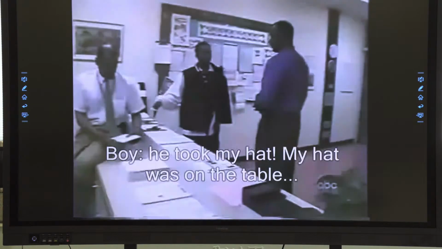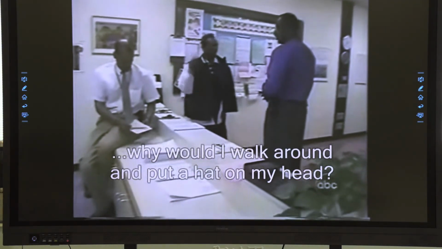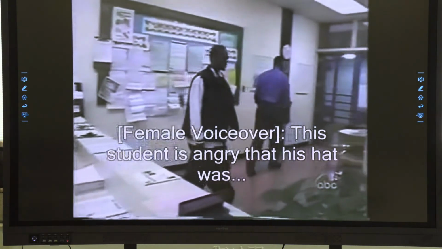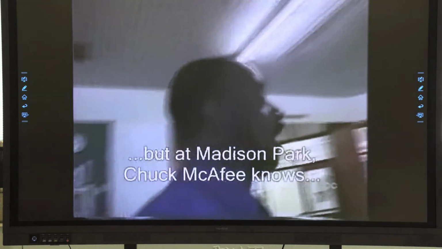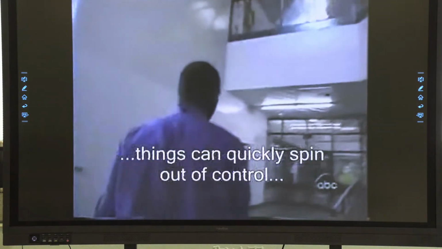He took my hat. My hat was on the table. It was now on my head. Why would I walk around and put a hat on my head? Let me go up and see him. You wait here. This student is angry that his hat was confiscated by one of his teachers. A minor incident at some schools. How we doing? But at Madison Park, Chuck McAfee knows things can quickly spin out of control.